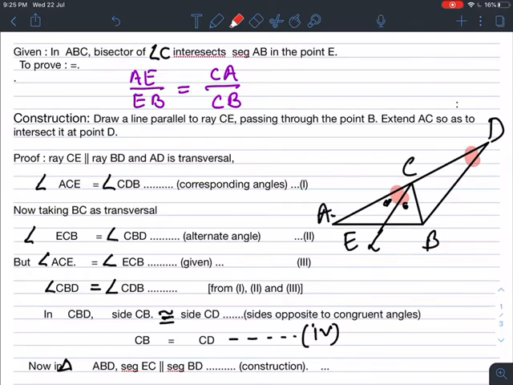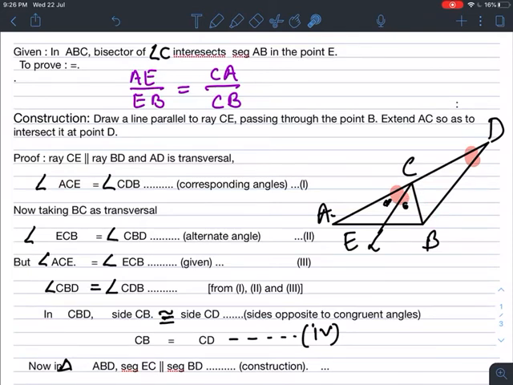Now we have to show these lines are parallel, and this is a transversal, therefore this angle is congruent to this one. So what is the name of this angle? ECB is congruent to DBC, or you can say angle ECB is congruent to angle CBD. So the lines are parallel with a transversal, and these angles are called alternate angles. Lines parallel with a different transversal, then these alternate angles are congruent.